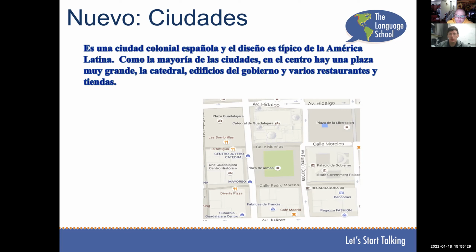So there's a large plaza in downtown, a cathedral. ¿Qué significa edificios del gobierno? Government buildings. Government buildings and various restaurants and stores. Very good.